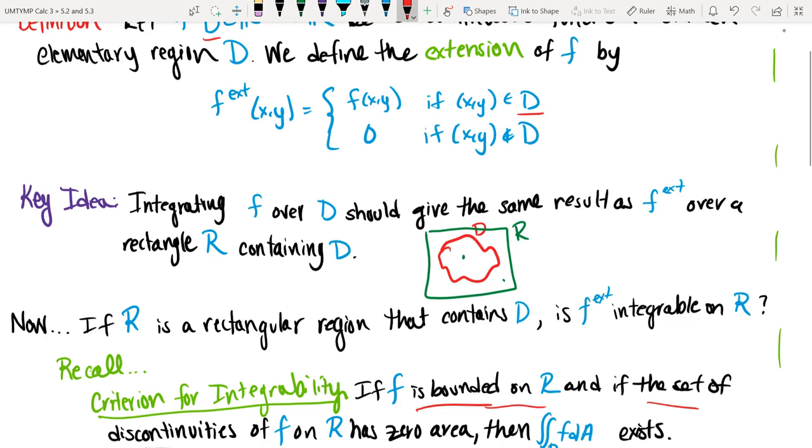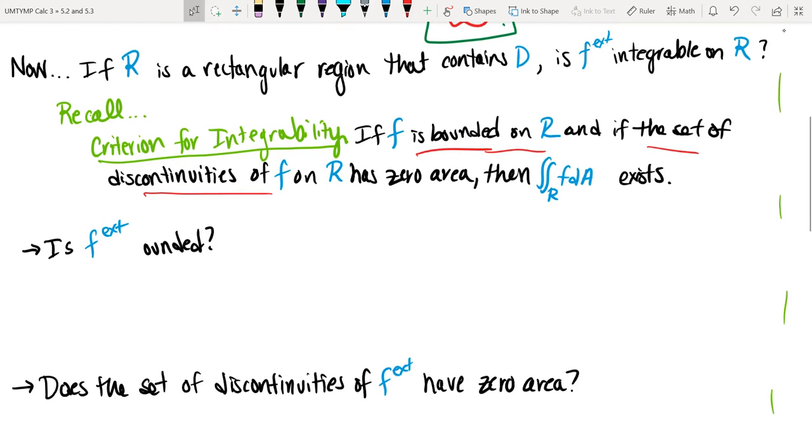So the first question is, is f bounded? Here's the logic string. We know f is continuous, and we know that D is compact, so closed and bounded. This is the criterion we're working with, and we're assuming that D is an elementary region, so it is compact.